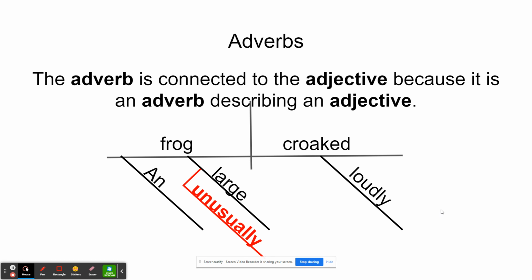Excellent. In our next grammar lesson, there's going to be an assignment with some adjectives that describe adverbs and some adverbs that describe adverbs and adverbs that describe adjectives. Be sure to watch for that.